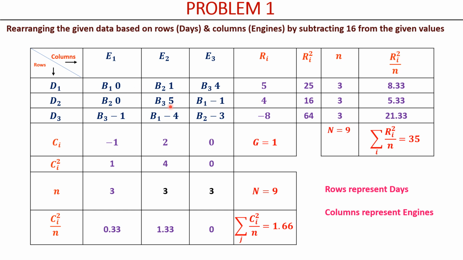Let's take these treatments and frame a separate one-way table. The treatments I will write as B1 here, B2 here, B3 here. So what would be the yield that I write? Look at the first row: B1 has the value 0. B1 in the second row has the value -1. B1 in the third row has -4. So in the yield column, you will write 0, -1, -4 for the treatment B1. Similarly for B2, 1, 0, -3. For B3, it will become 4, 5, and -1. So we shall write it this way and then proceed.